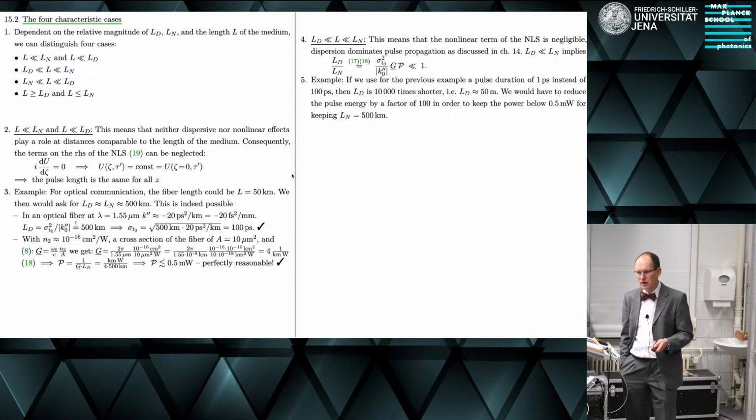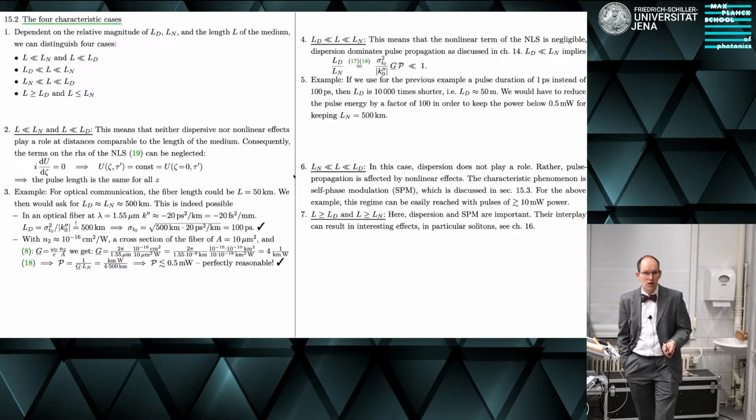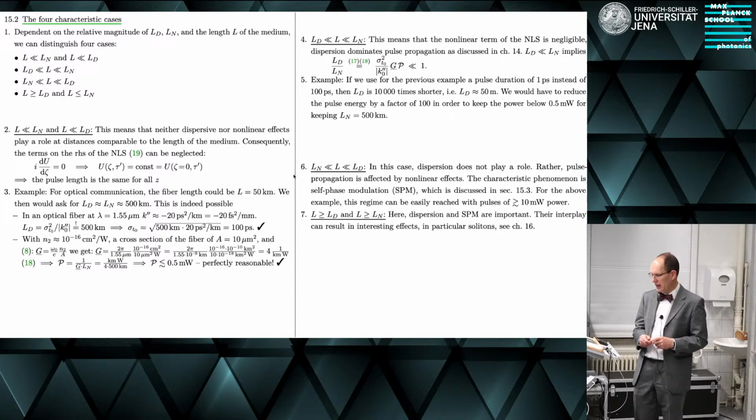Well, and then the other cases, and these cases actually will be those that we will look at in this lecture in particular, namely that we can neglect dispersion, but that we can't neglect nonlinear effects. And of course, finally, there would be the case where both are important, and this will be the topic of the next lecture, of the last lecture in this course. And so the interplay of dispersion and nonlinear effects results in particularly intriguing effects, solitons. And well, as I said, this will be the topic of the next lecture, of the last lecture.